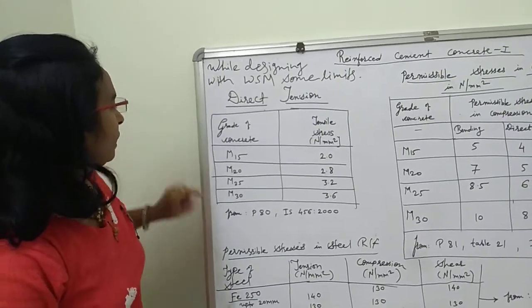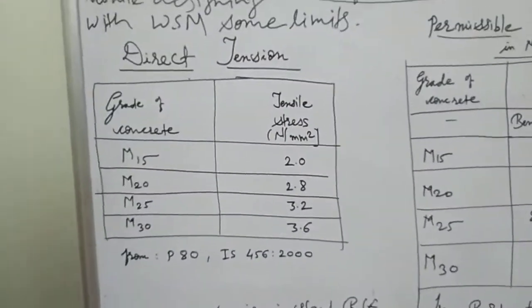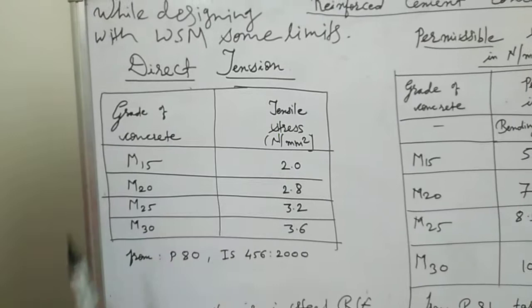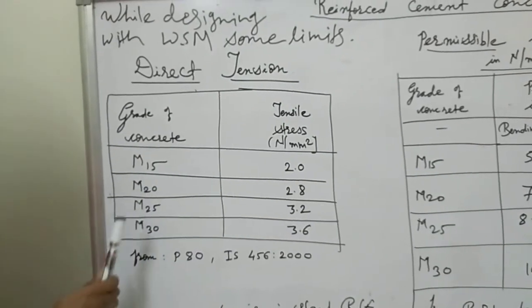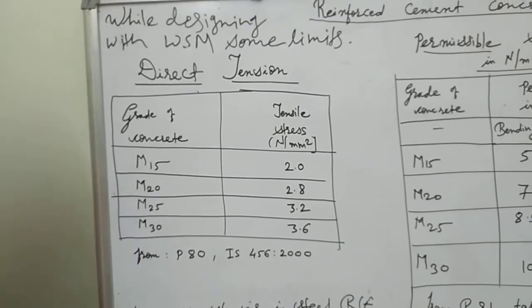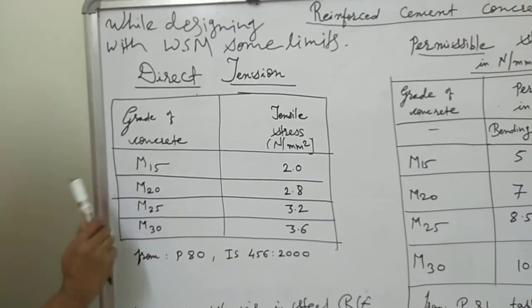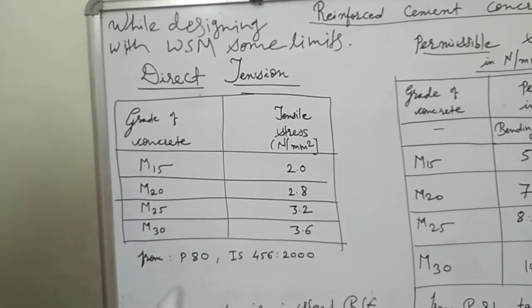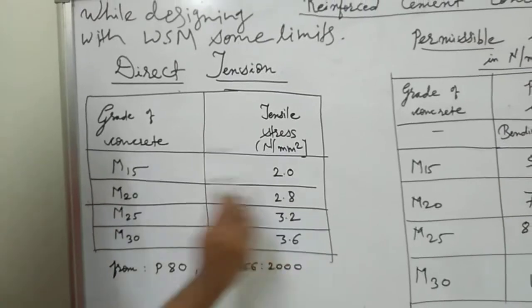In direct tension, there are two columns: grade of concrete and tensile stress in Newton per mm square. Grade of concrete means M15, M20, M25 and M30. We are aware of these grades of concrete. M means design mix and 15 is the grade of concrete. So for M15 grade of concrete, the tensile stress is 2 Newton per mm square.